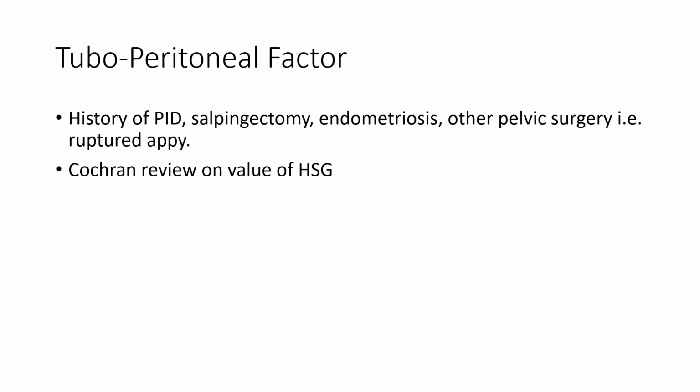Tuboperitoneal factor. At this point, elicit a history of PID, salpingectomy, endometriosis, other pelvic surgery, or ruptured appendix. The HSG, hysterosalpingogram, has the additional benefit that some women get pregnant in the next 1 to 6 months after the HSG was done.